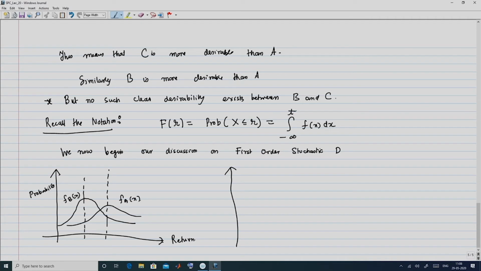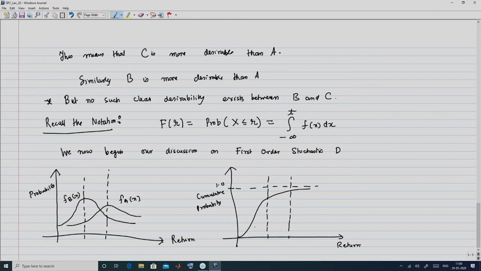and the corresponding cumulative probabilities. So, for that again we have the return on the x axis and cumulative probability on the y axis. So, on the top we have the cumulative distribution of B, and below that we have the cumulative distribution of A.